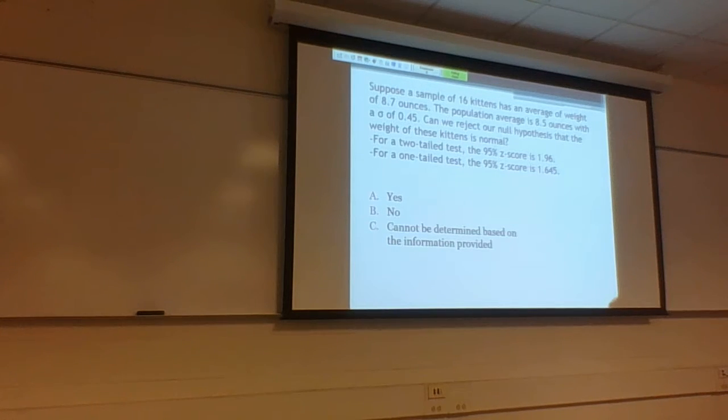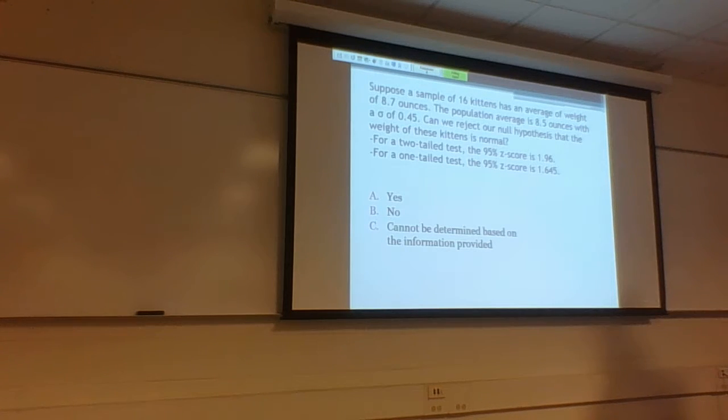Suppose we have a sample of 16 kittens. They have an average weight of 8.7 ounces. The population average is 8.5 ounces, and a sigma of 0.45. Can we reject the null hypothesis that the weight of these kittens is normal?